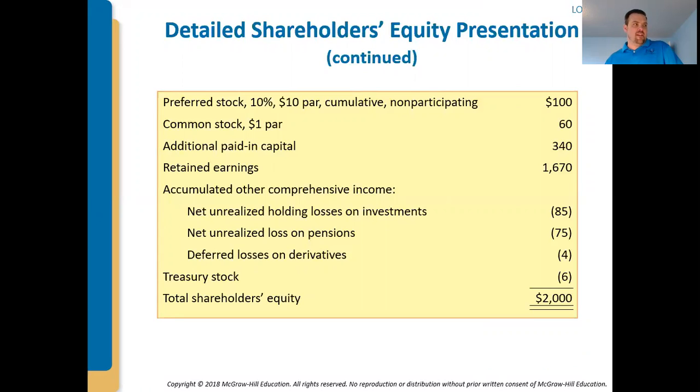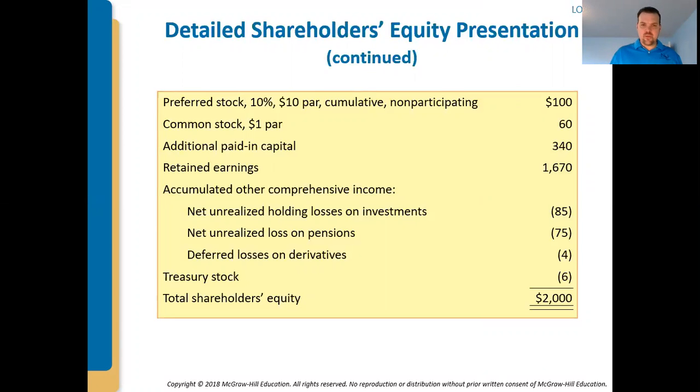So if I have a $1 par common stock there, let's say, just for the sake of argument, that we sold 60 shares of stock, but we sold it for $400. Well, then $60 would go into the common stock because the par value goes there, and the remainder, the difference between the $400 and the $60 par value, is the additional paid in capital.